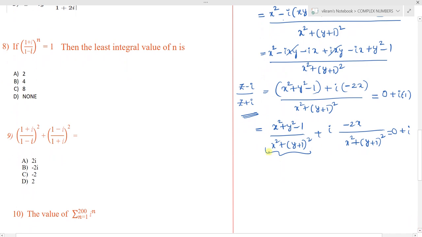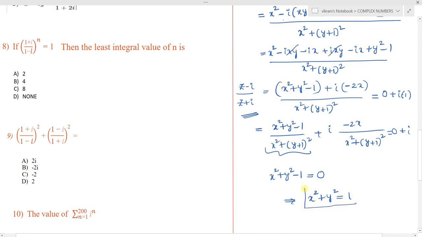If the real part is 0, then what will it become? x square plus y square minus 1 by something equals 0. Simply we can write x square plus y square minus 1 equals 0. From this we obtain x square plus y square equals 1.